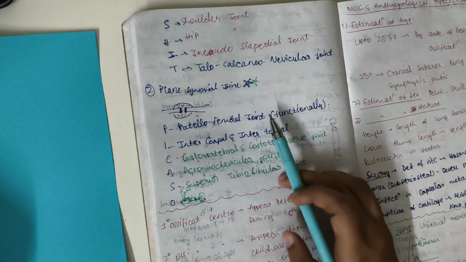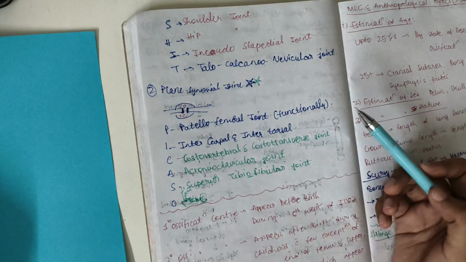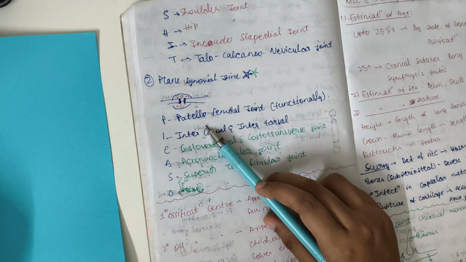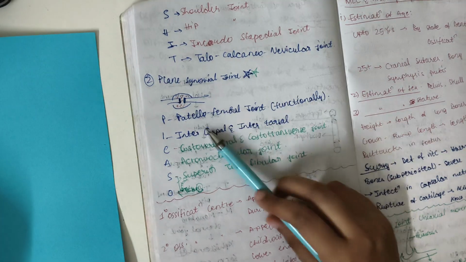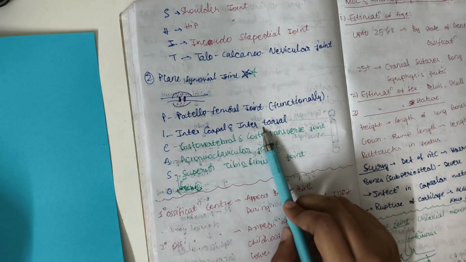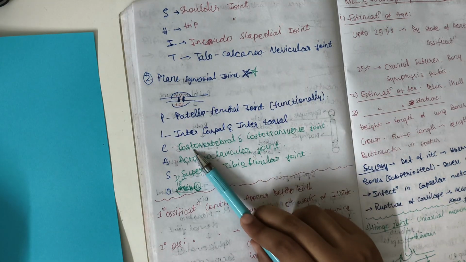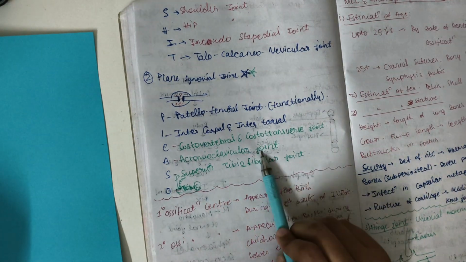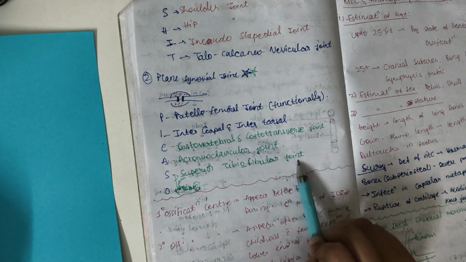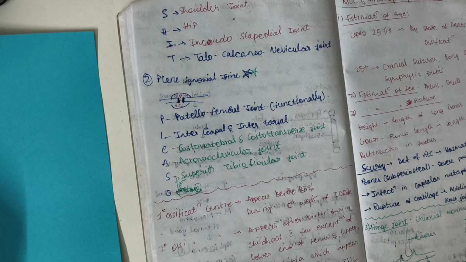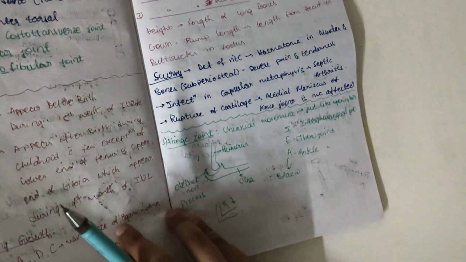The second one is plain synovial joint. The mnemonic is Picasso. Patellofemoral joint, functionally intercarpal and intertarsal joint, costovertebral and costotransverse joint, acromioclavicular joint, superior tibiofibular joint. Ignore that O. And the third one is hinge joint.